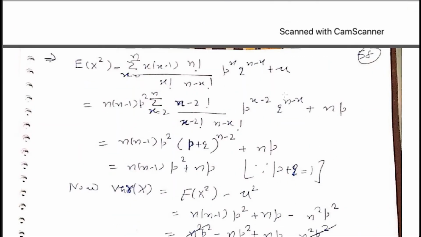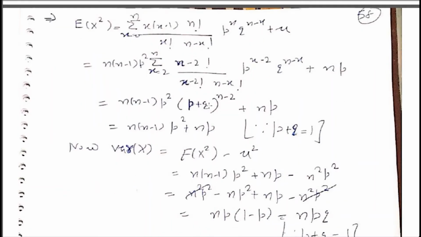Now take a look at this term: summation x from 2 to n of (n minus 2) factorial upon (x minus 2) factorial into ((n minus 2) minus (x minus 2)) factorial, that is (n minus x) factorial, into p raised to power (x minus 2) into q raised to power ((n minus 2) minus (x minus 2)), that will be (n minus x). With the help of binomial expansion, this summation will be equal to (p plus q) raised to power (n minus 2). And we know that the value of p plus q is equal to 1. So this will be equal to n into (n minus 1) into p square plus np. So our expectation of x square is n(n minus 1)p square plus np.